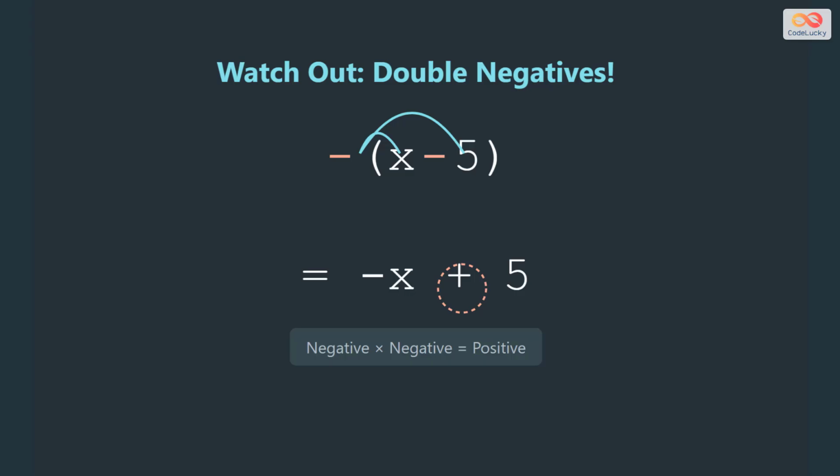Now for the tricky part. What if there is already a negative sign inside? Look at negative, open parenthesis, x minus 5. We distribute the negative to the x, getting negative x. But when we distribute the negative to the minus 5, remember that a negative times a negative is a positive. So minus 5 becomes plus 5. The final answer is negative x plus 5.